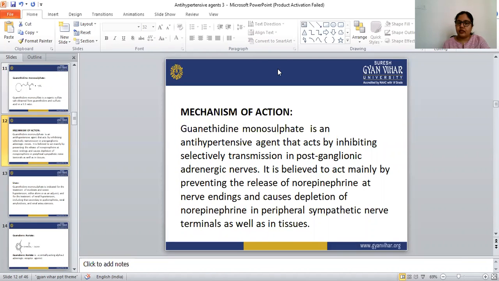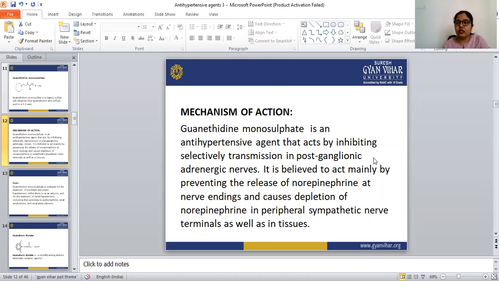So guanethidine monosulfate acts by selectively inhibiting transmission in the postganglionic adrenergic nerves, and it also prevents the release of norepinephrine at the nerve endings, and also causes the depletion of norepinephrine in peripheral sympathetic nerve terminals as well as the tissue. So this is the mechanism of action of guanethidine monosulfate.